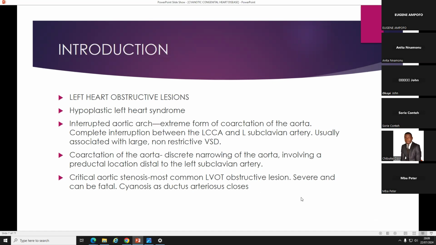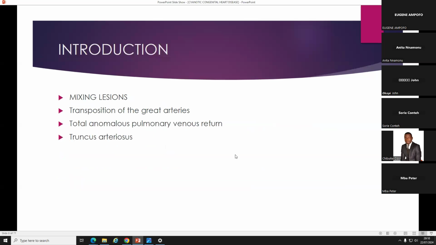Next one is coarctation of the aorta, which is a discrete narrowing of the aorta. It could be in various locations. It could be a preductal location. It could also be a postductal location where you find the narrowing of the aorta. Critical aortic stenosis is one of the left heart obstructive lesions, and it is the most common LVOT obstructive lesion. It could be fatal if left unattended, and it produces cyanosis as the ductus arteriosus closes in early neonatal life.